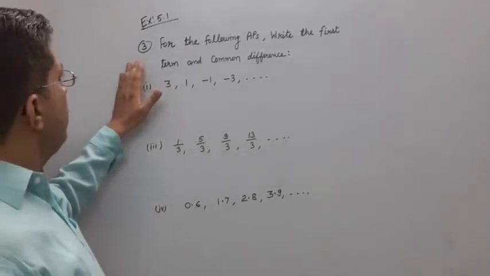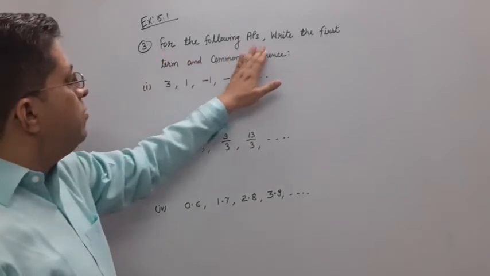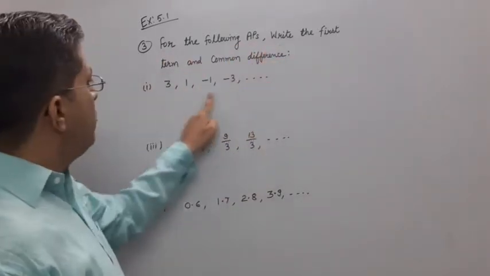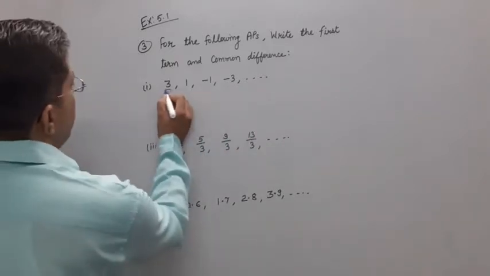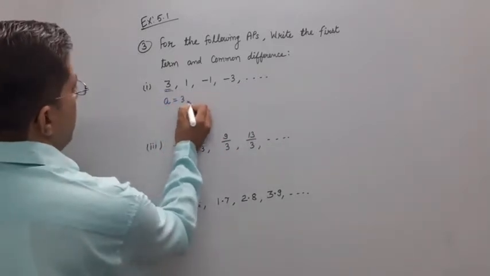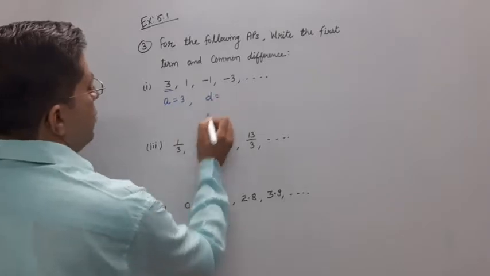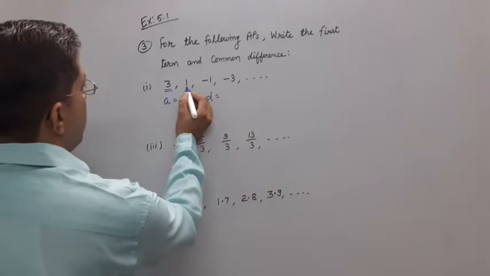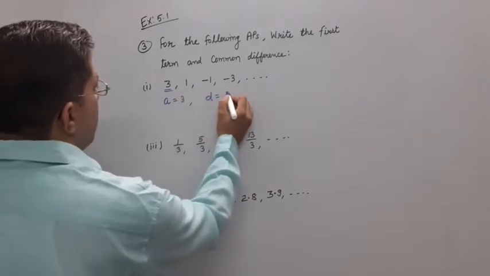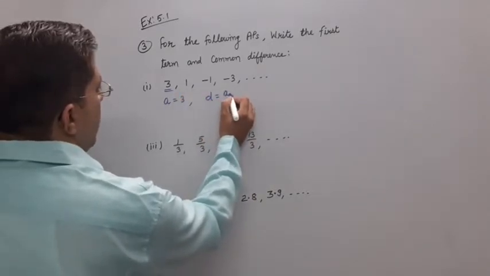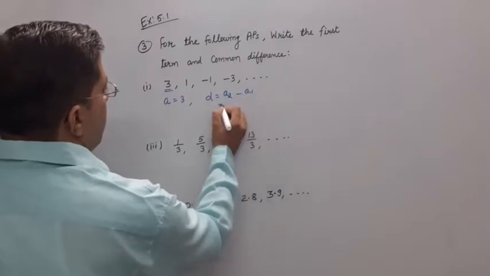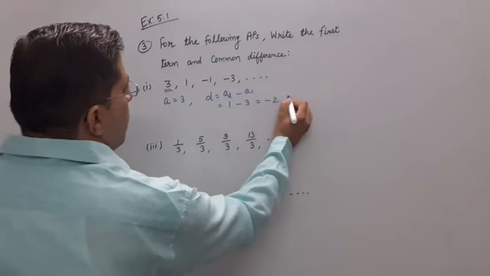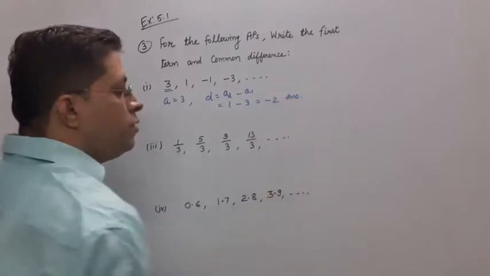Yes, for the next question. For the following APs, write the first term and common difference. This is the AP. First term is what? This A is equal to 3. What is the common difference? You can say second term minus first term. I am writing A2 minus A1. This is 1 minus 3. This is minus 2. This is your answer.